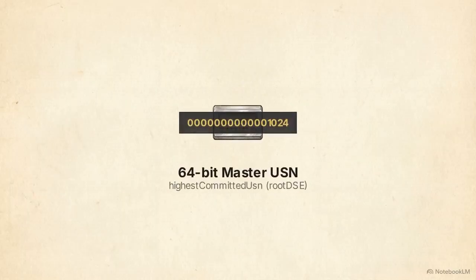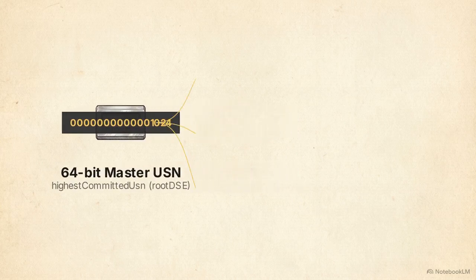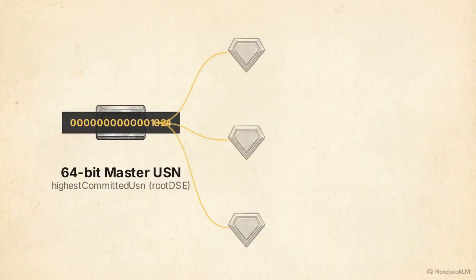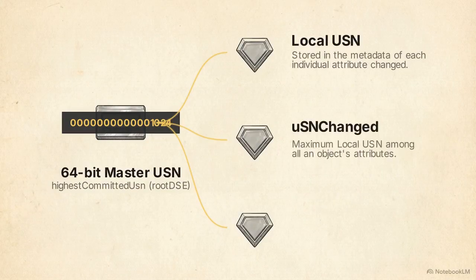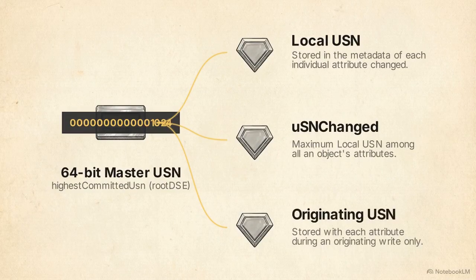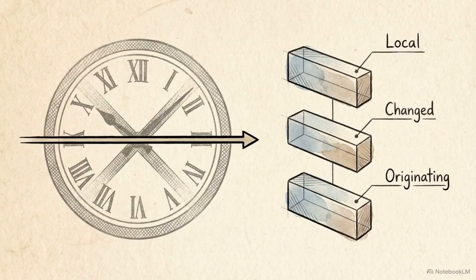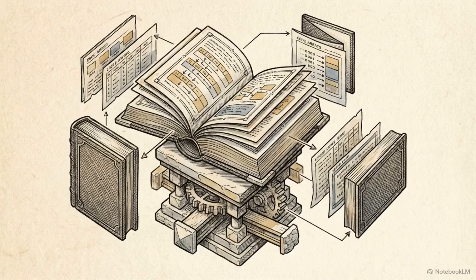By examining how this single 64-bit counter is fragmented to track system state, we can map the exact architecture of Active Directory replication. The system derives 3 discrete metadata tags from the central counter: the local USN, uSNChanged, and the originating USN. By abandoning global timestamps in favor of these localized, multi-tiered sequence numbers, Active Directory creates a mathematically infallible, self-contained ledger of state changes.